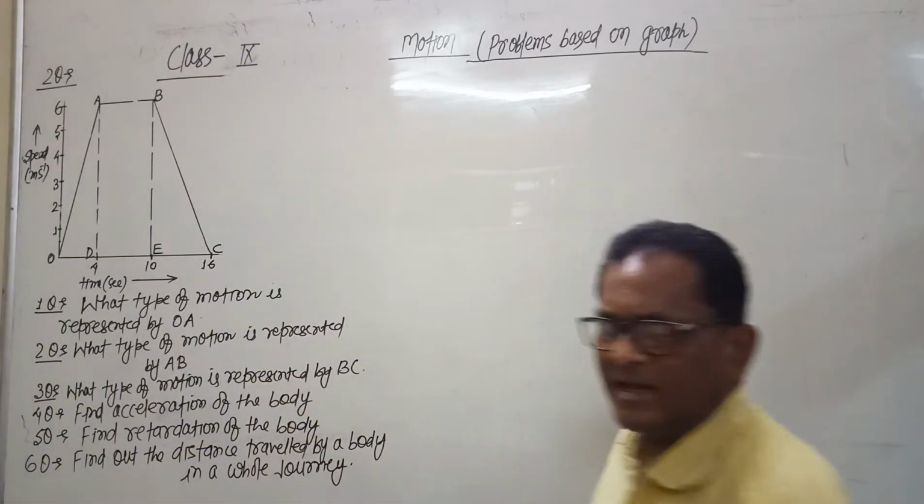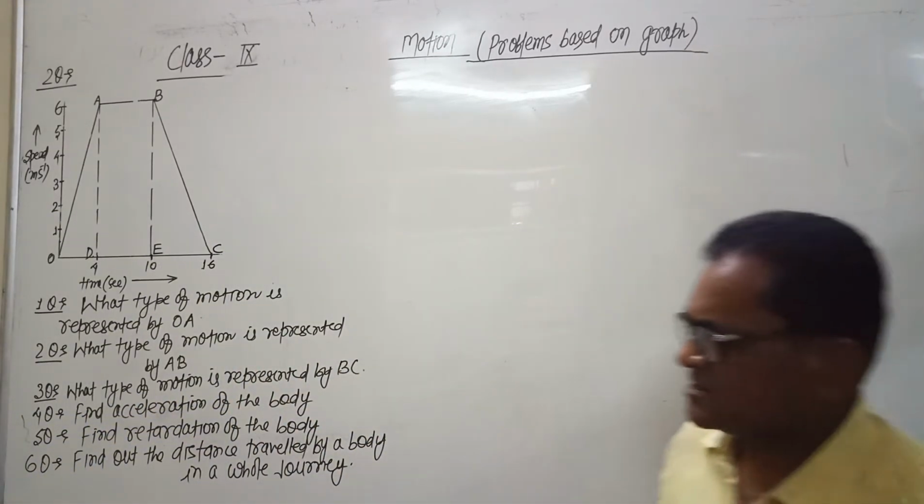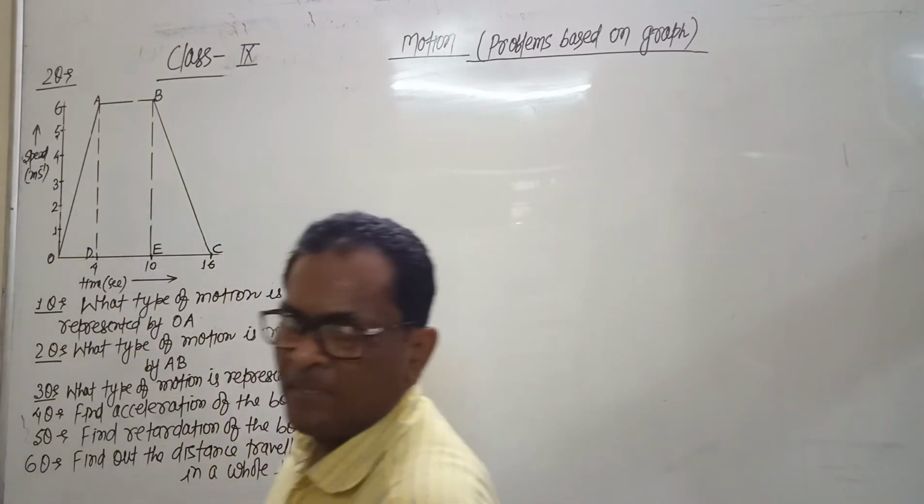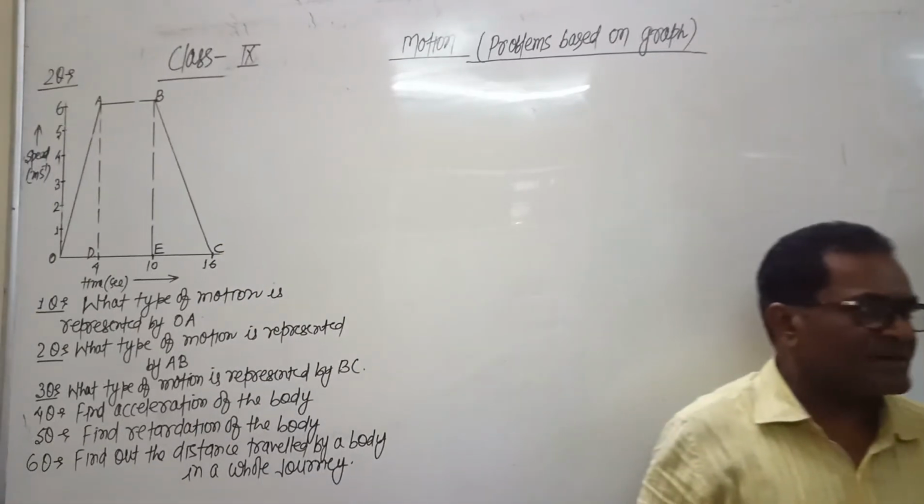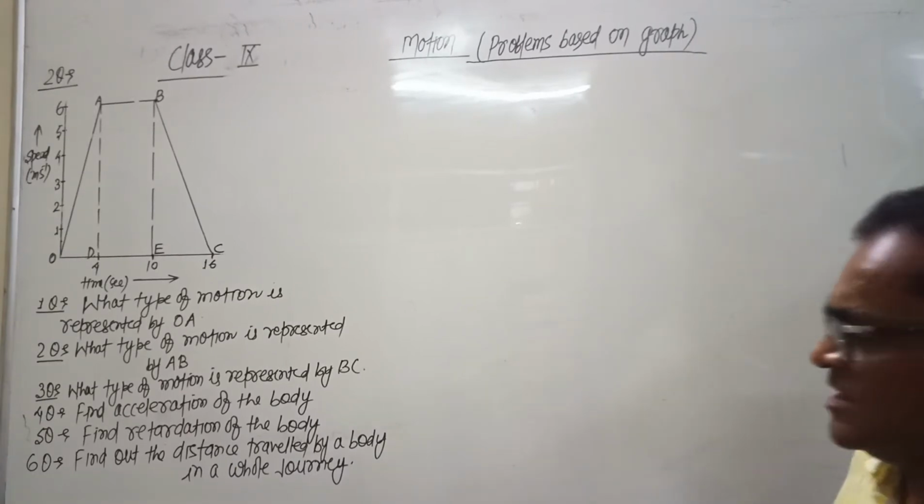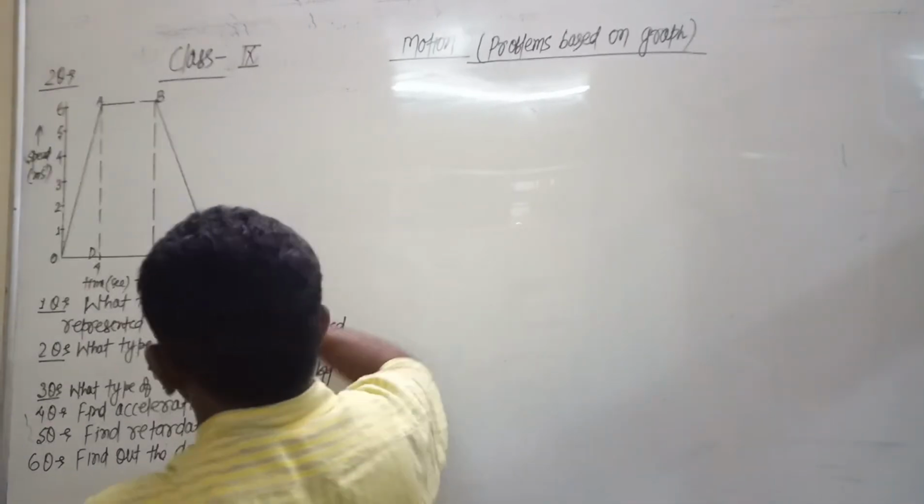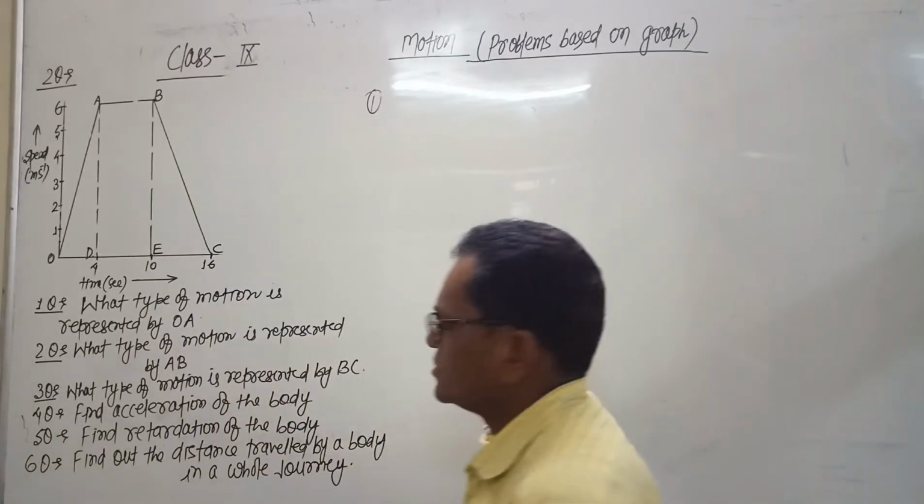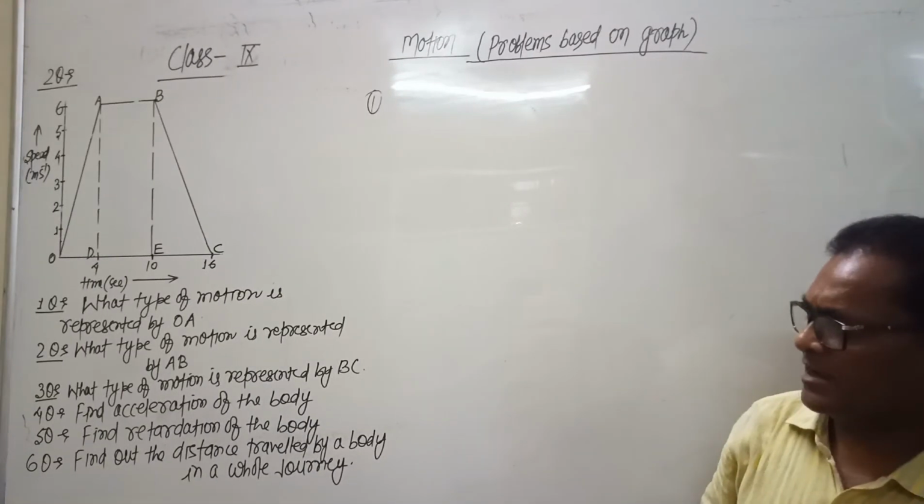The time is given in seconds and speed is given in meter per second. So the first question is, what type of motion is represented by OA?